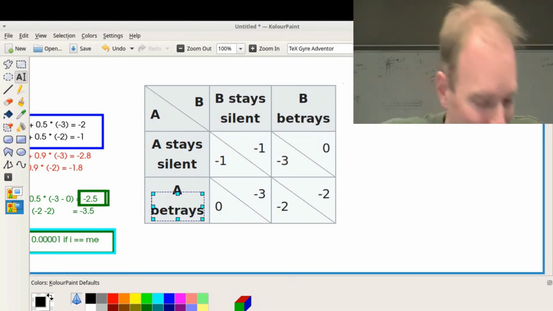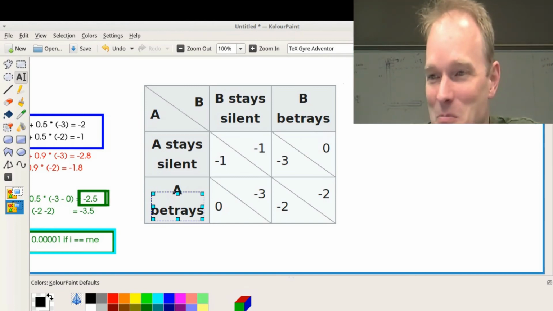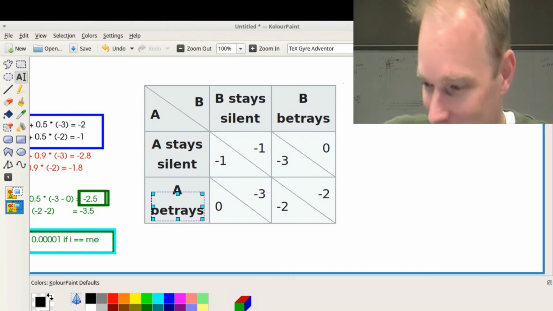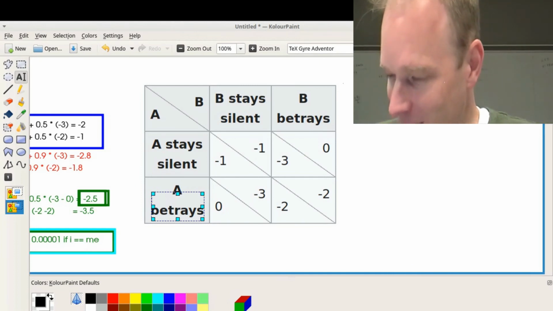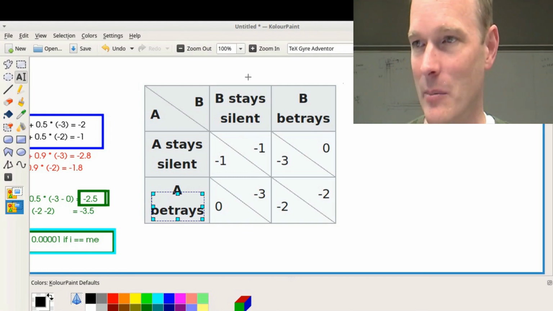So the universe is complicated, I'm sorry. But in fact, that's actually kind of fun. It's the playground we get to play in. So there you go. We've analyzed a little bit of game theory.